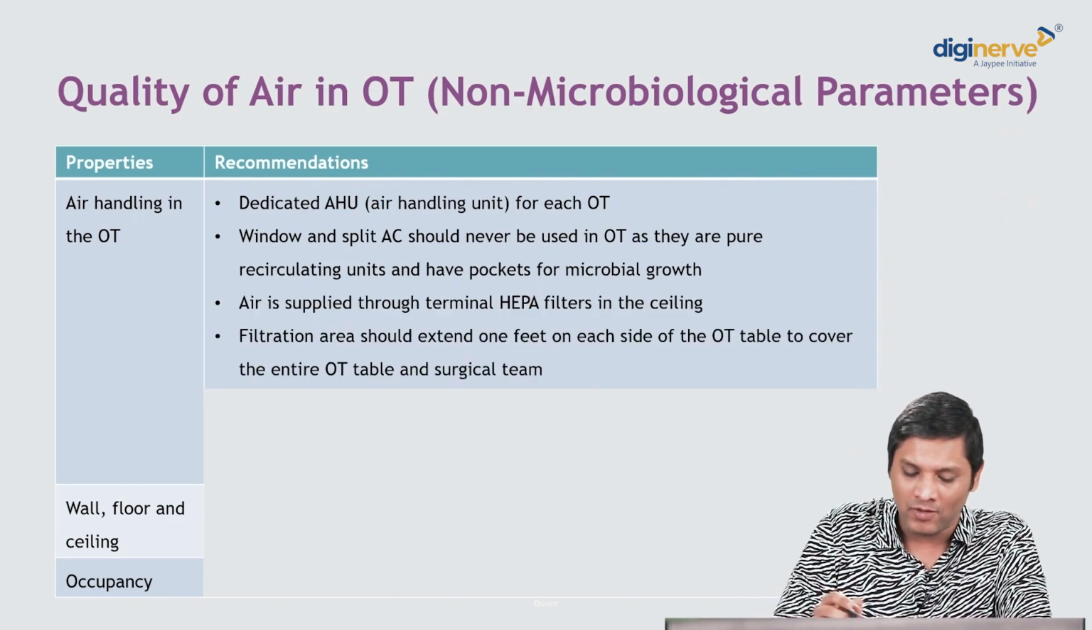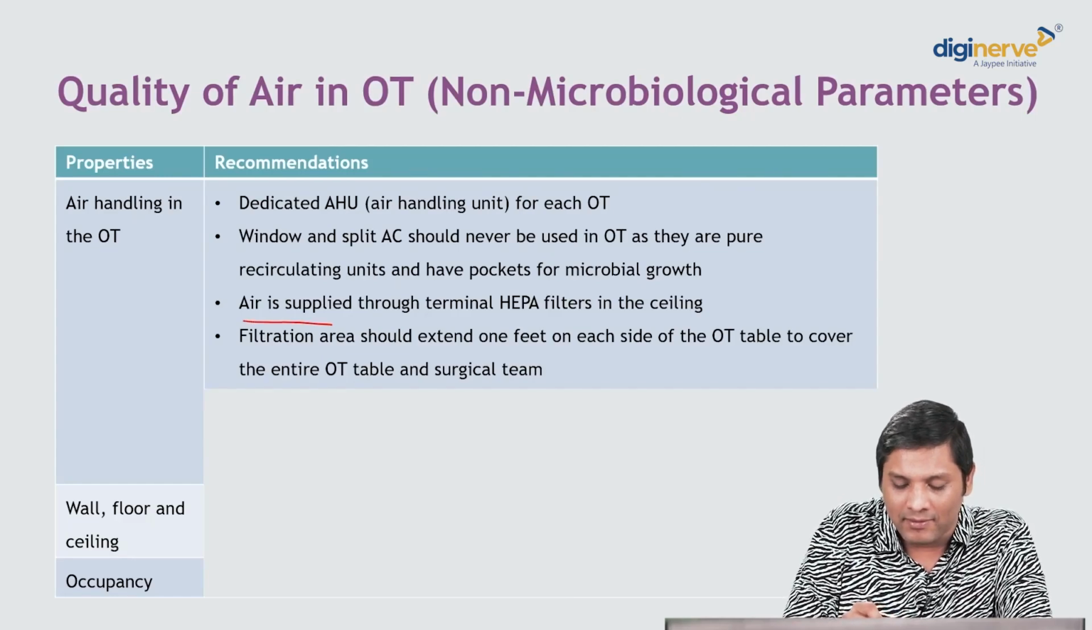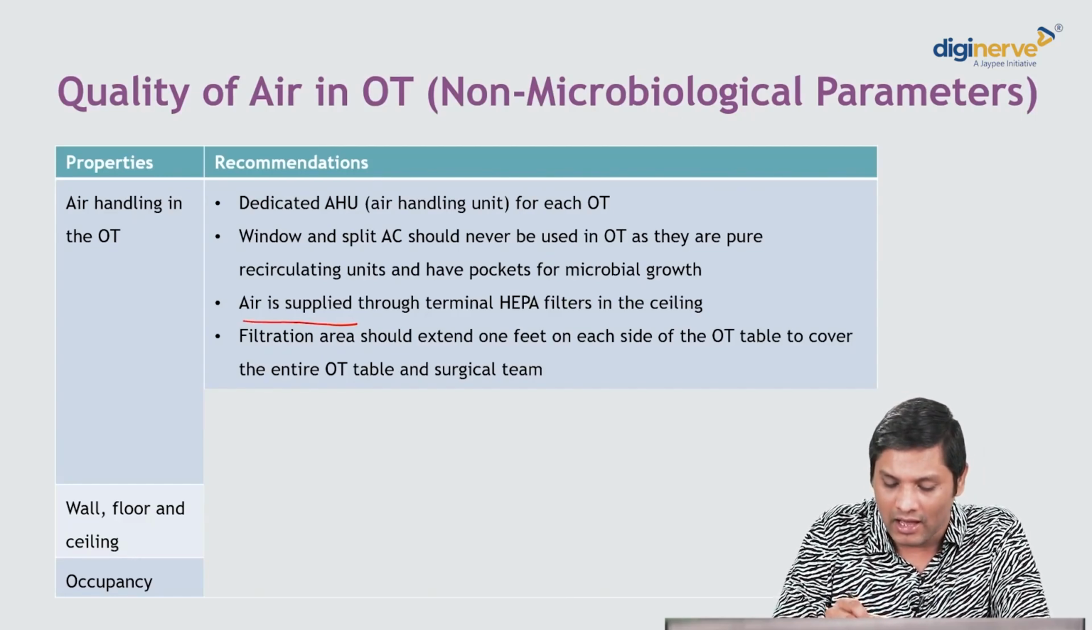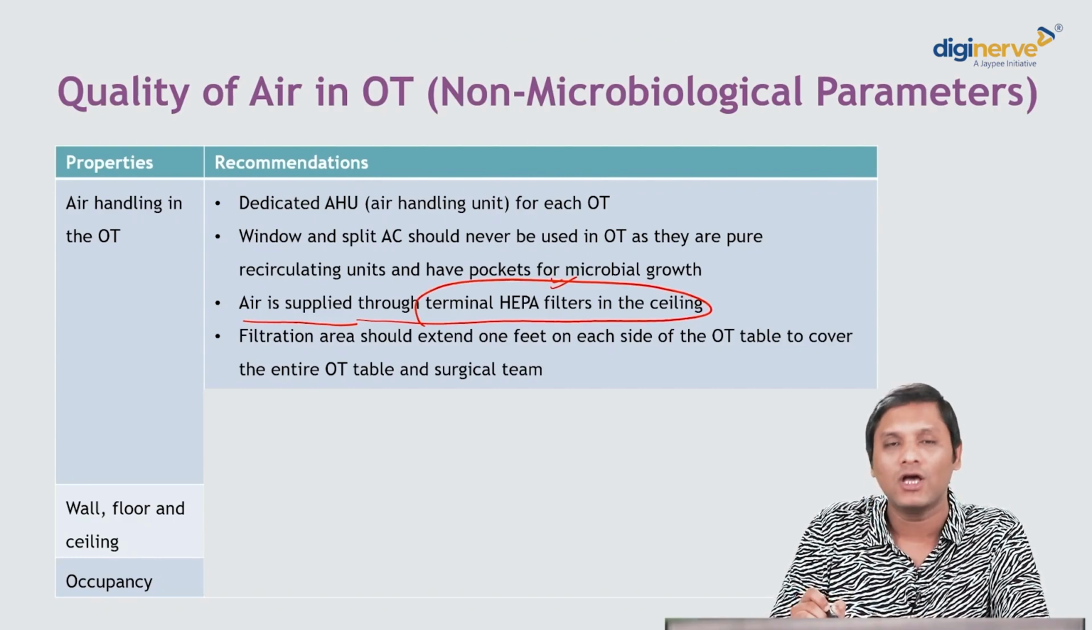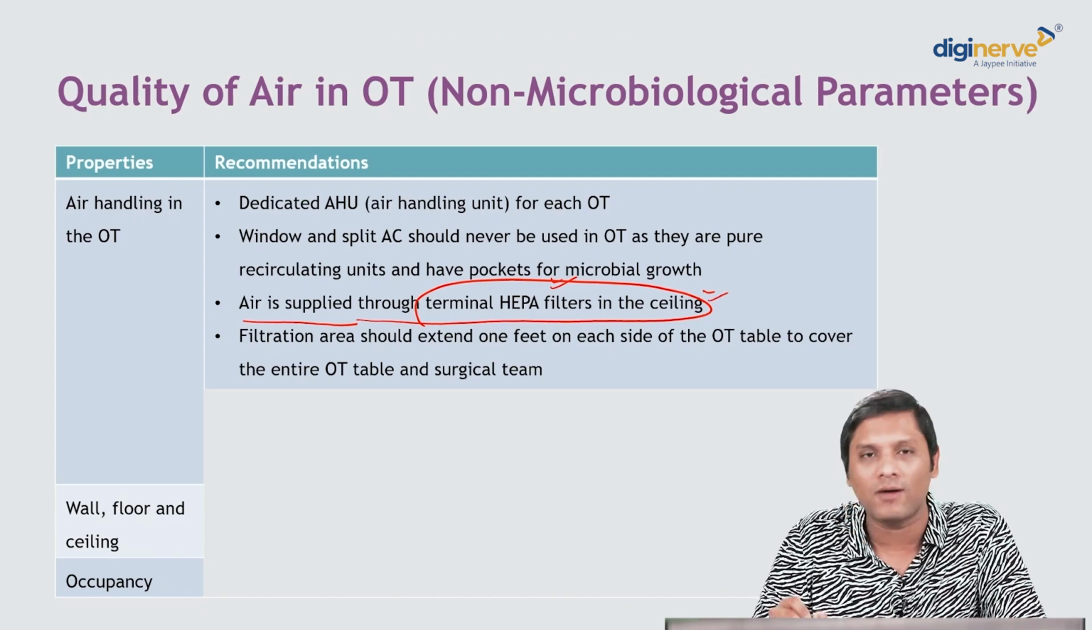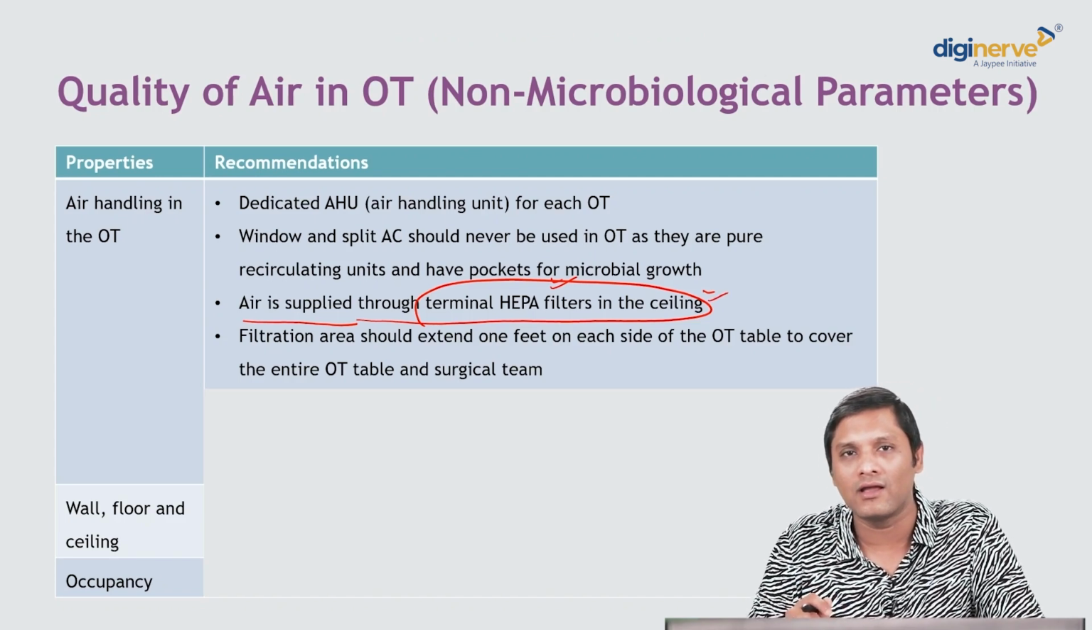So they say that what the air handling unit performs is that the air it supplies inside the operation theater passes through a terminal HEPA filter which is present in the ceiling of the air handling unit.